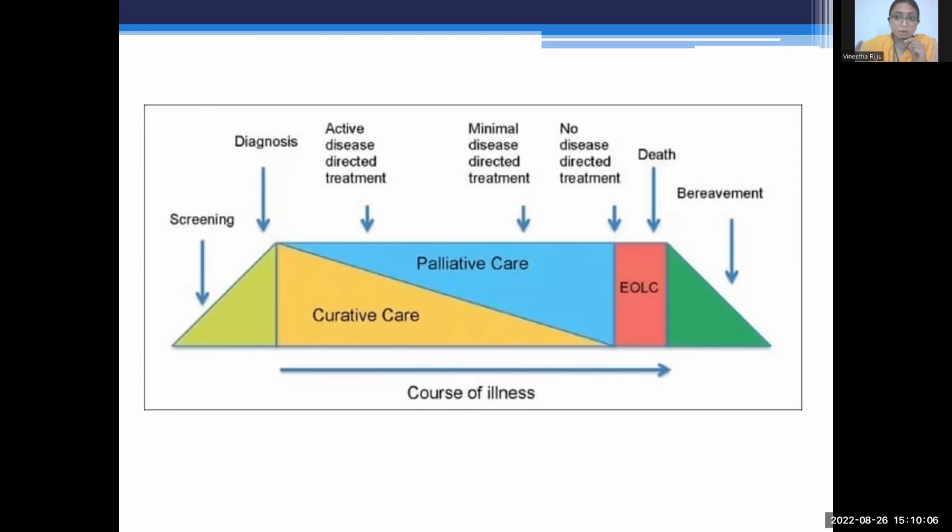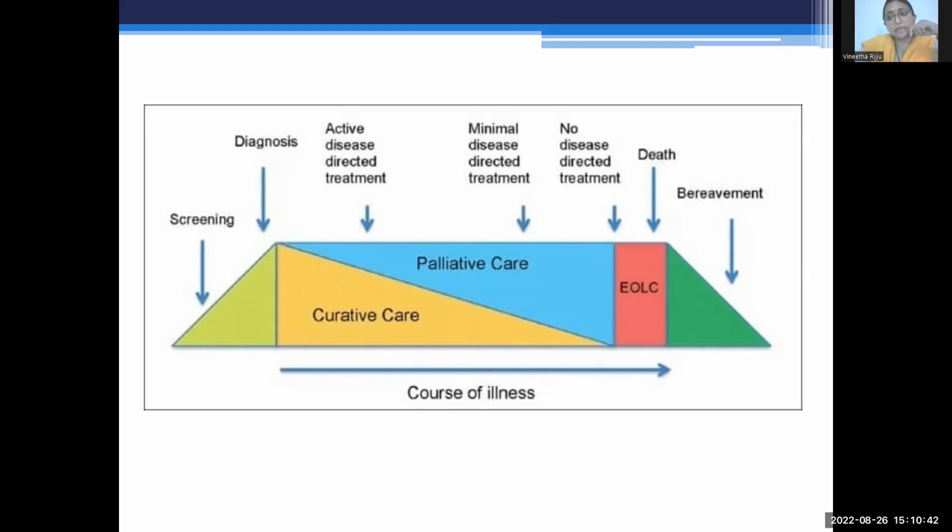And the focus is more on symptom management and assuring quality of life of that patient until the time of death. And as you can see how the transition of palliative care goes on until that pink block over there that you see is EOLC, end of life care. And then death happens. And what happens after death? Palliative care does not stop even then. It continues as bereavement care for the family, right?